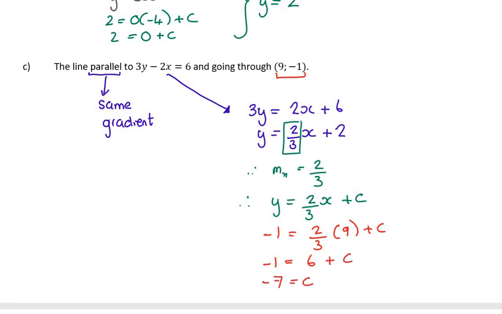Again, don't forget to actually answer the question. So what is the equation of this graph? It's 2/3 x minus 7.